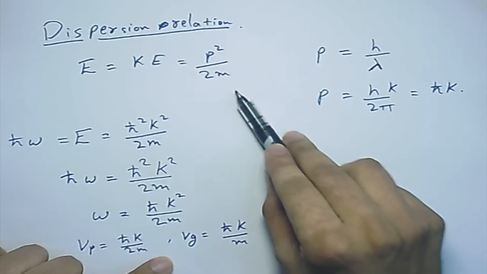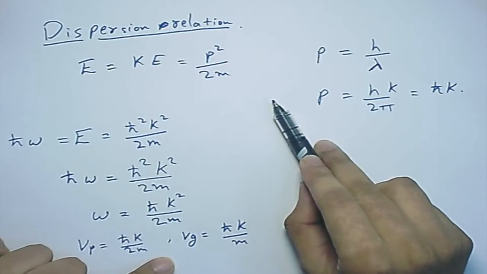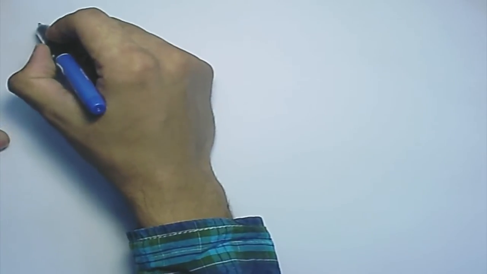Now, if we attempt the same problem using the relativistic energies, we would get a slightly different result. Let's try this out. The second part of this question says: if the energy is related by the total relativistic energy, then how do the phase and the group velocity turn out? So, the relativistic case.